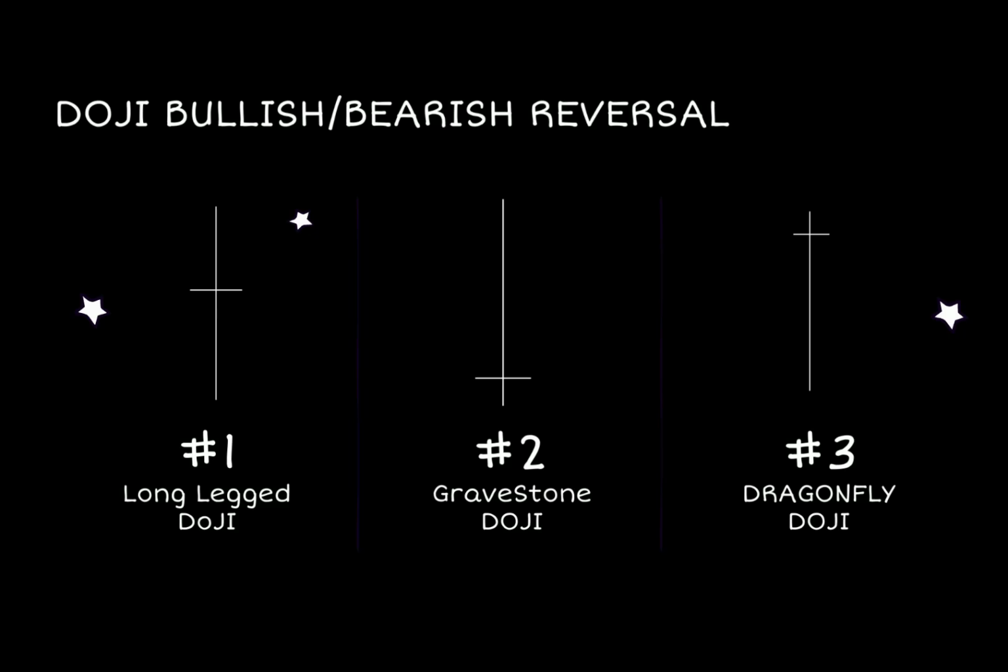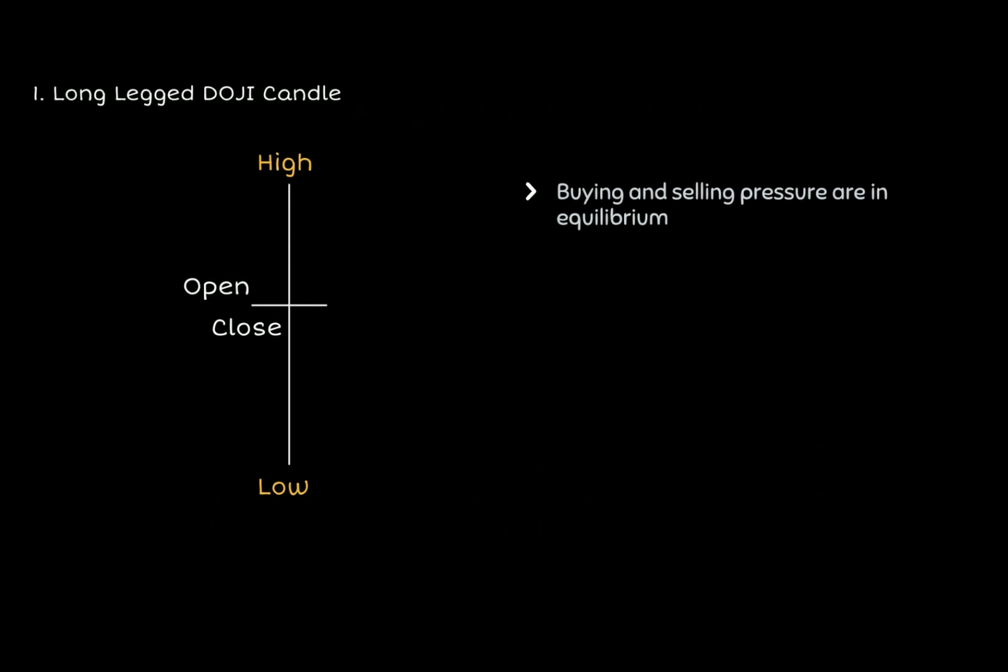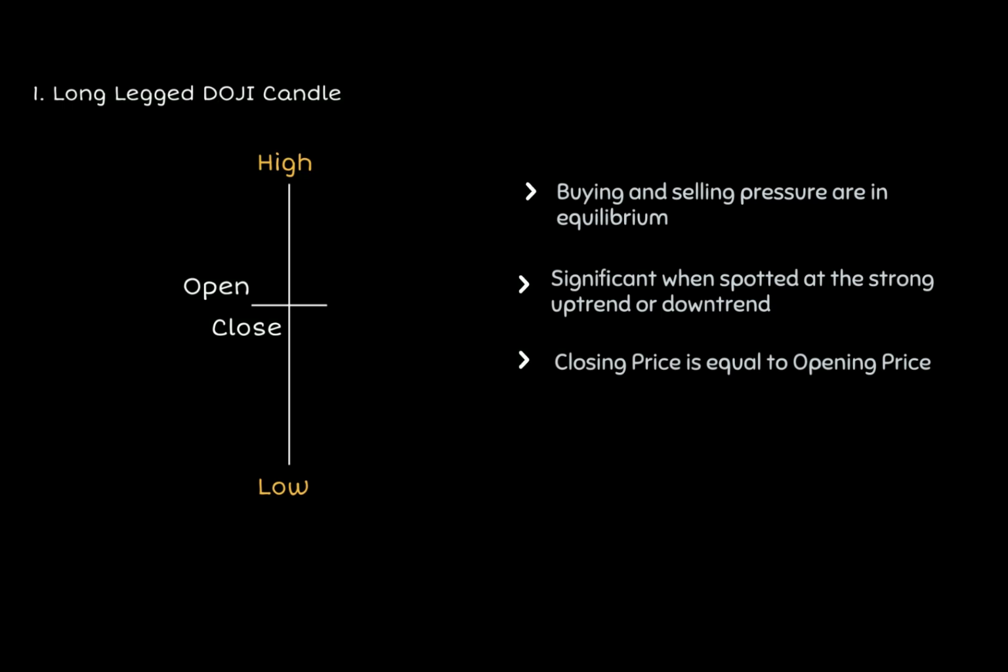There are many types of DOJI candles, and it is important to look at them so that you can spot them in the chart and take your trades and positions accordingly. The first one that we see here is the long-legged DOJI candle. The buying and the selling pressure are in equilibrium. The closing price is equal to the opening price, which is a typical trait of a DOJI candle, right? For all the DOJI candles, you will see that the closing price is equal to the opening price.